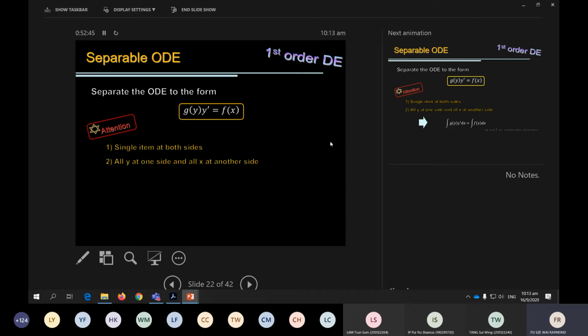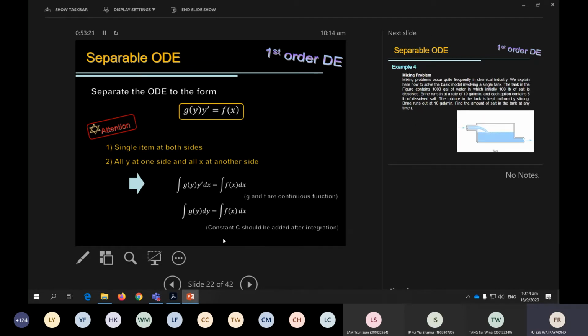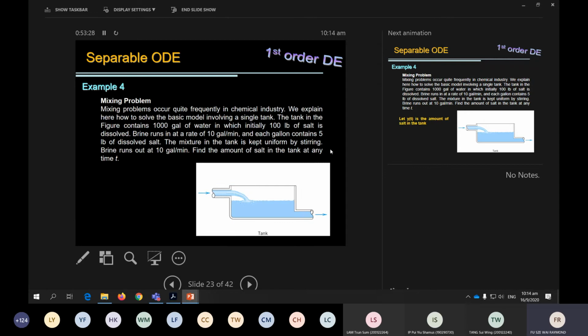Our method is to try to single out the items at both sides, leaving all on the right hand side except the y on the left, or y at one side. It is not necessarily on the left hand side. So long as you leave only y on either side, left or right, and put everything on the other side, then we'll be fine. For example, if you have continuous functions like this, then constants will come out, so you should add them after integration. For the separable ODE, we have the example in here, example 4.